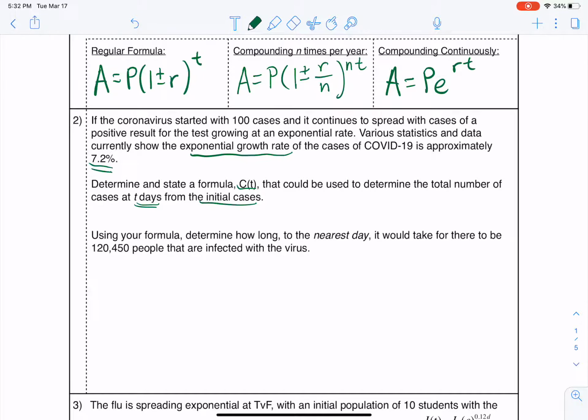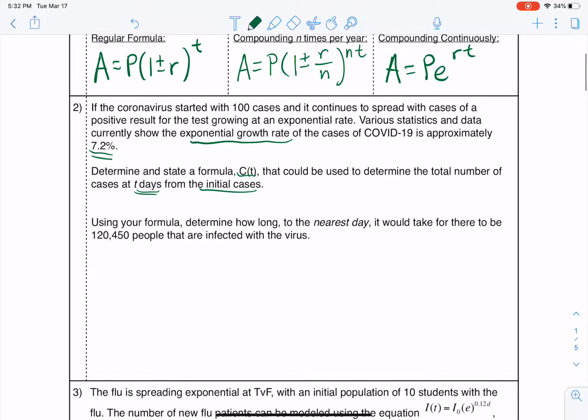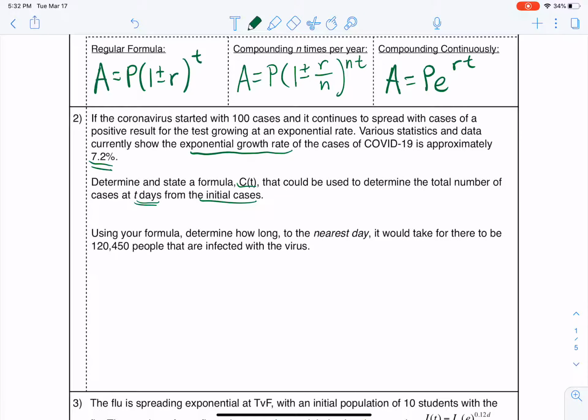Okay, so we're not told anything about this growth rate compounding at a certain frequency per year. We're not told anything about it compounding continuously. So we're just going to use our regular exponential growth formula here. So I'll just write that again. It's A equals P times 1 plus the rate, because this is growth, we're going to be adding on the rate, and raising it to the power of t. T is the number of days from the initial cases.